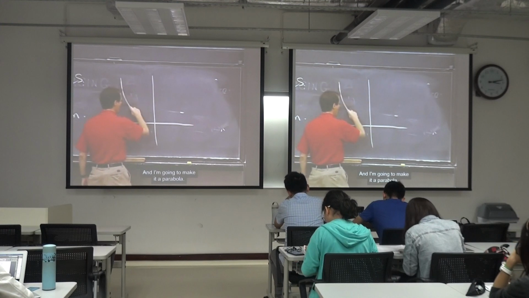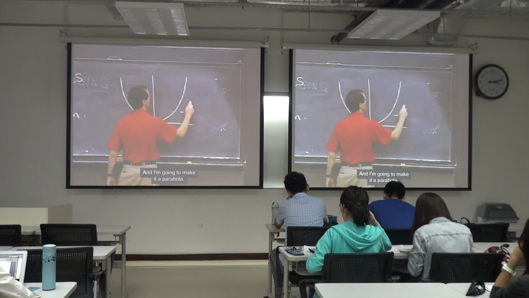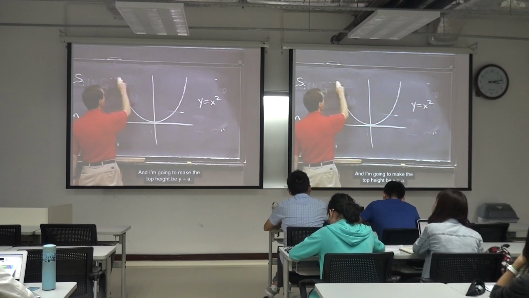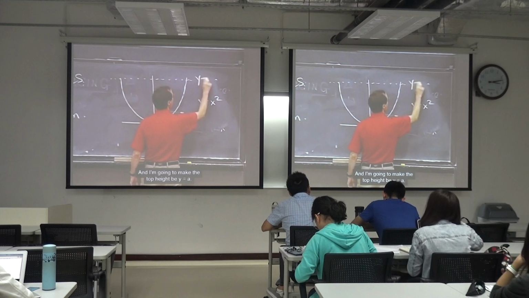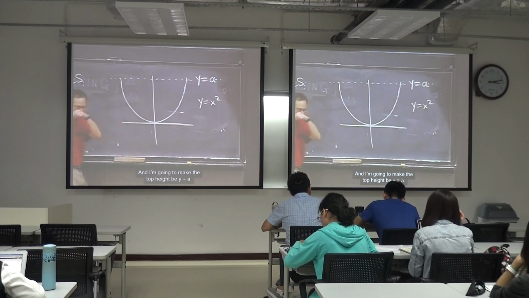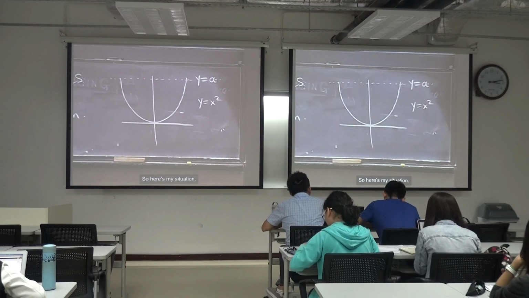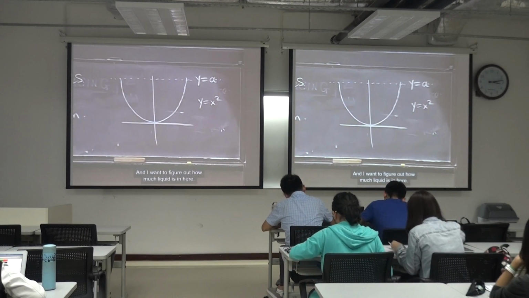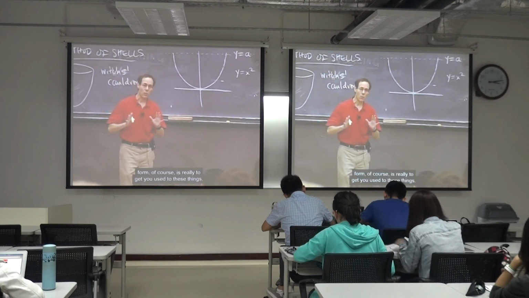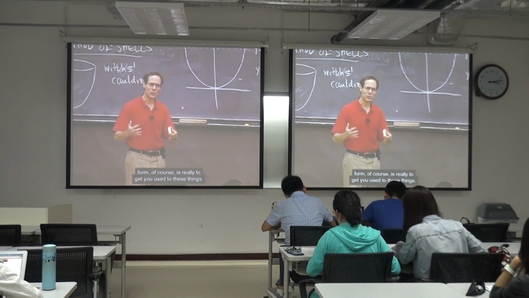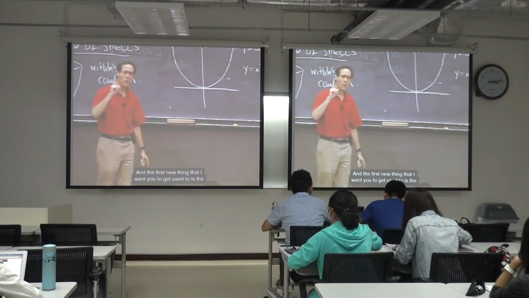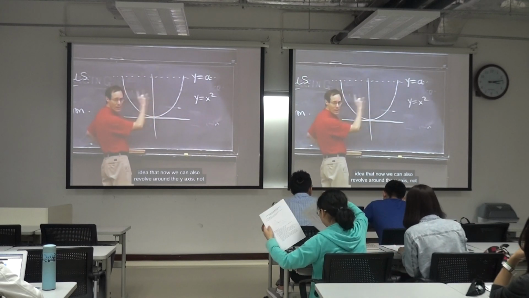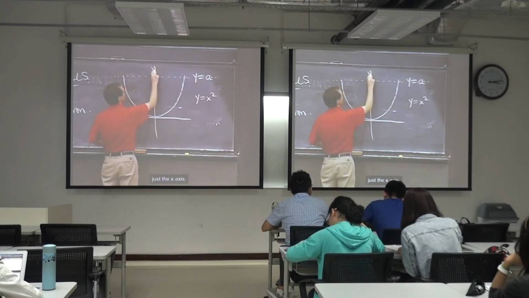And I'm going to make it a parabola. This is y equals x squared. And I'm going to make the top height be y equals a. All right, so here's my situation, and I want to figure out how much liquid is in here. Now, the reason why I presented the problem in this form is really to get you used to these things. The first new thing that I want you to get used to is the idea that now we can also revolve around the y-axis, not just the x-axis.